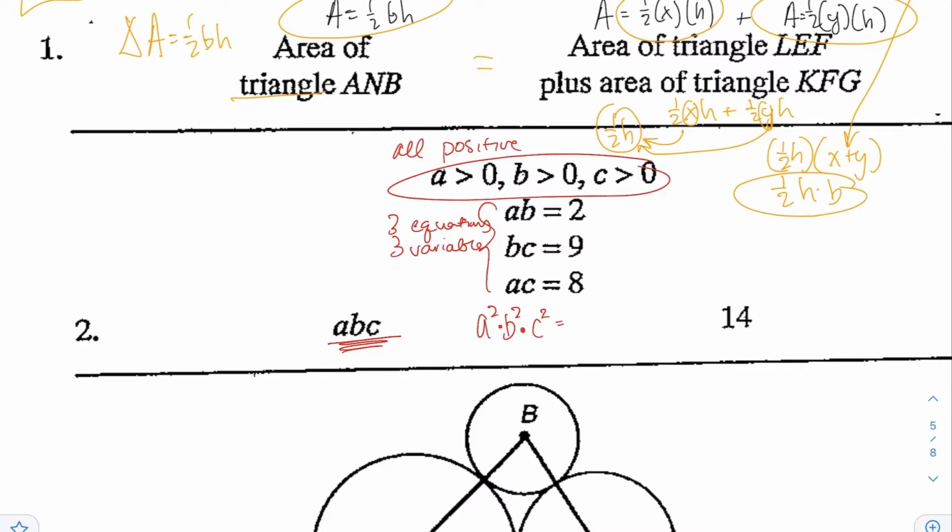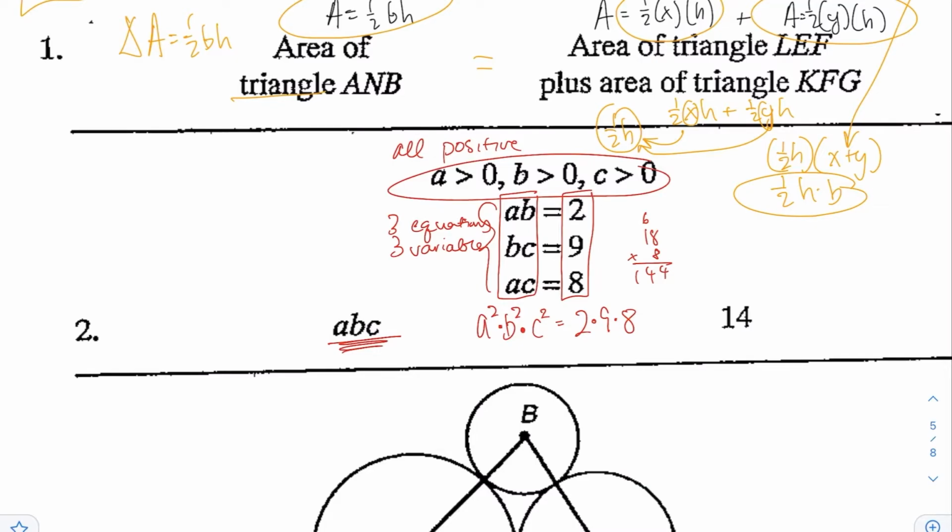And on the right side, you have 2 times 9 times 8. So we're going to use a variation of this elimination method where you can actually multiply the left side of all the equations and multiply everything on the right side. So then A squared times B squared times C squared is equal to 2 times 9, which is 18, times 8, which is equal to 144.